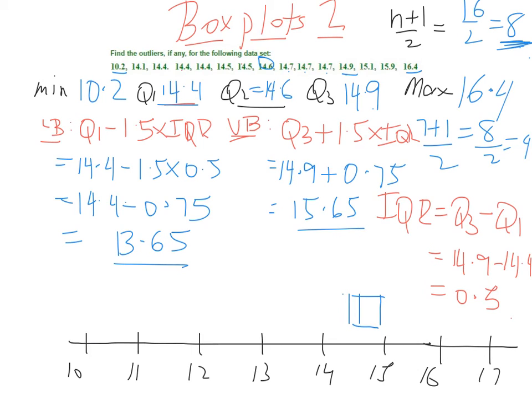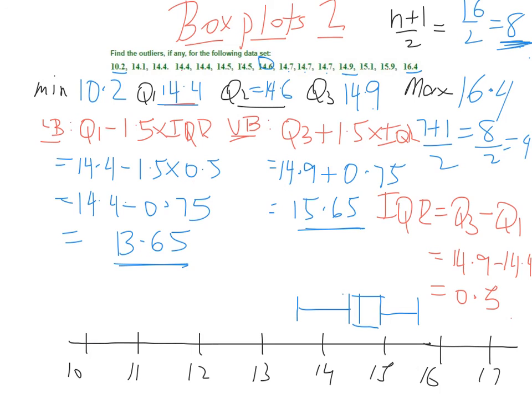And then these two numbers show the extent of the whiskers. So we've got one here at 13.65, and then we've got another one at 15.65. So that's the way that goes.